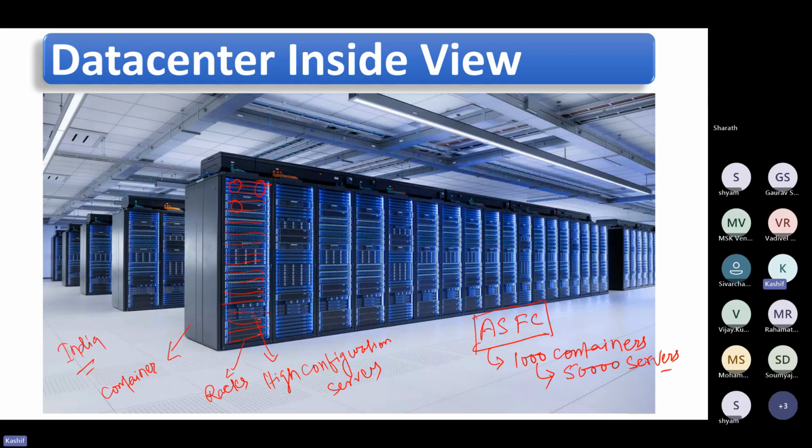50,000 high configured servers. So what are these? These are containers. You see container number 1, container number 2, 3, 4, and 5. There are 5 containers we can see here, and we have containers here as well. This is the container. You have the connections here. You see the wires on the top.